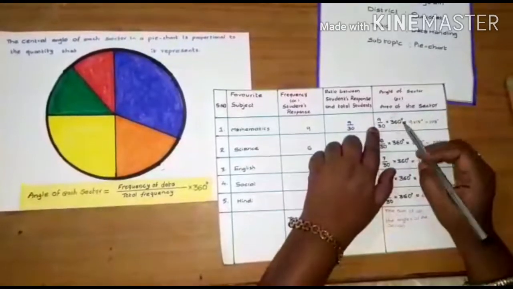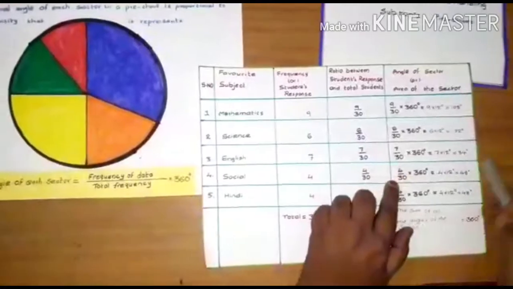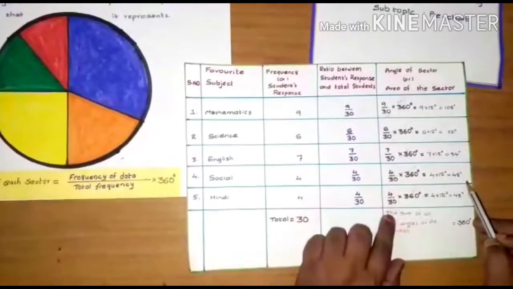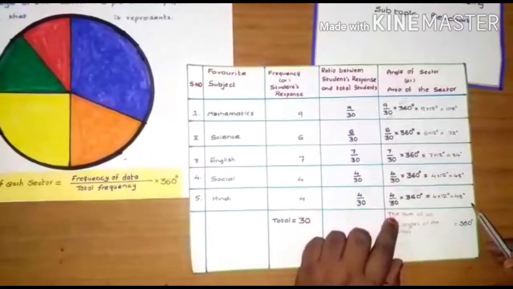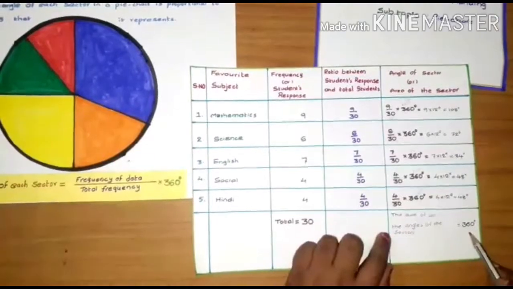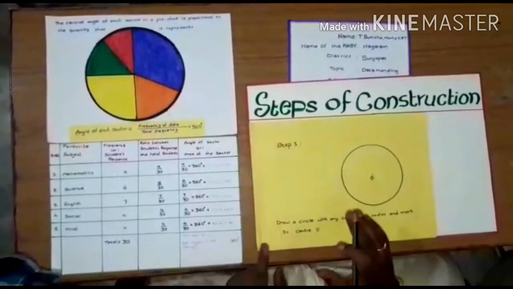So we multiply: 9 into 12, 108 degrees, 6 into 12, 72 degrees, 7 into 12, 84 degrees, 4 into 12, 48 degrees and 4 into 12, 48 degrees. The sum of all the angles of the sectors is 360 degrees. Using this data, we construct a pie diagram.